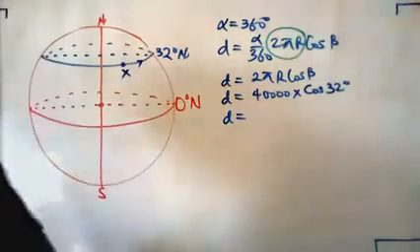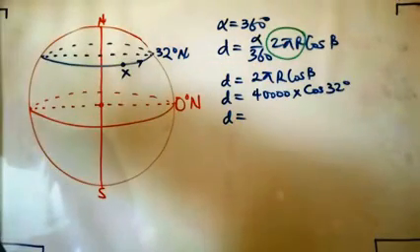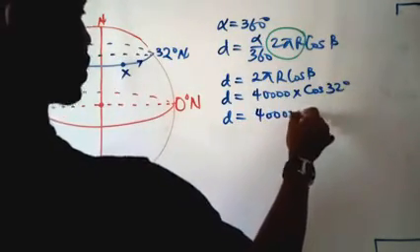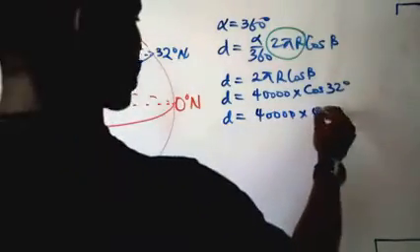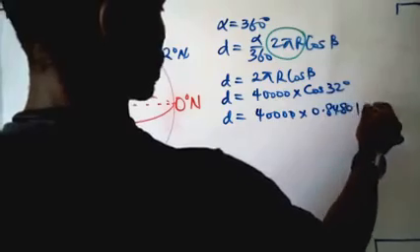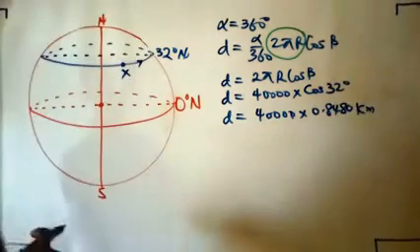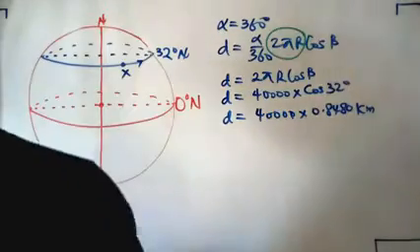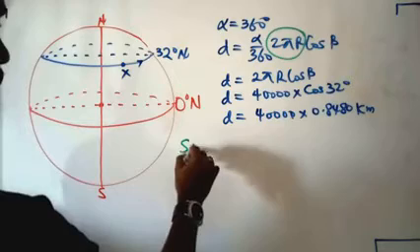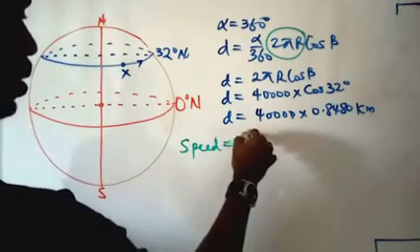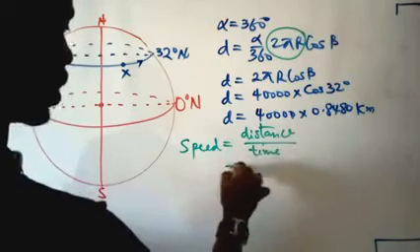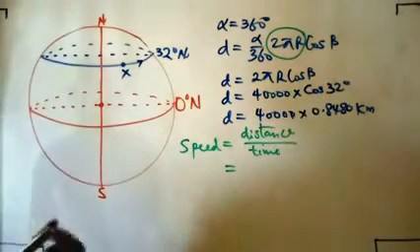And D will finally give us 40,000 times cos 32 degrees, which is 0.8480 kilometer. We multiply this, whatever you get will be the distance. But they're asking us to find the speed. The question says calculate the speed. And we know that speed is equal to distance over time. So all I need to do is substitute those values and that will be all.